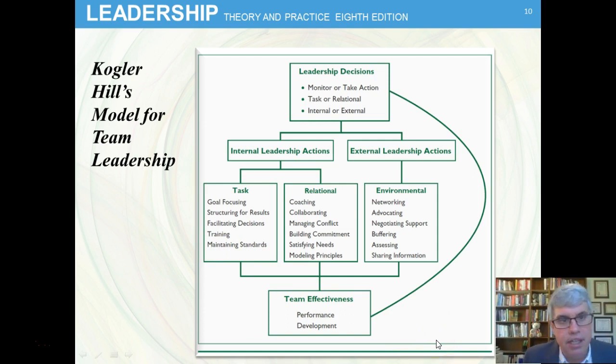So I really like Hill's model for team leadership, because when you find yourself in a situation where the team's being dysfunctional, that means it's time to take action. Whether you're the team leader or you're simply a member of the team, you can provide an internal leadership action or an external leadership action that will affect the task, the relationships, or the environment to lead to team effectiveness.